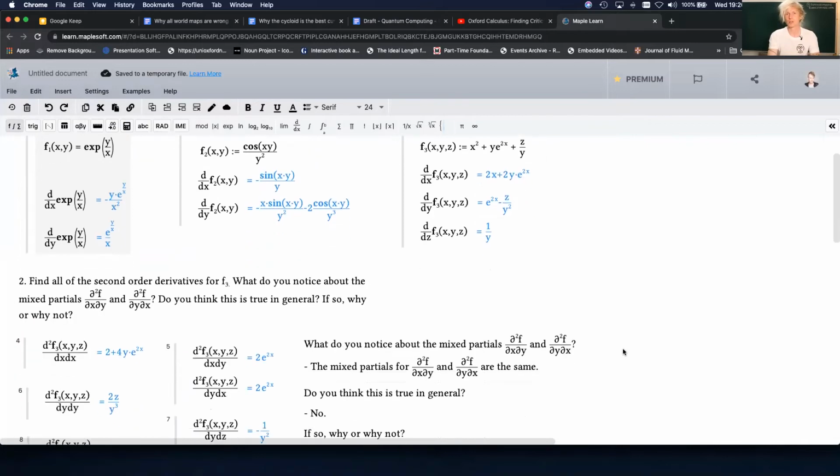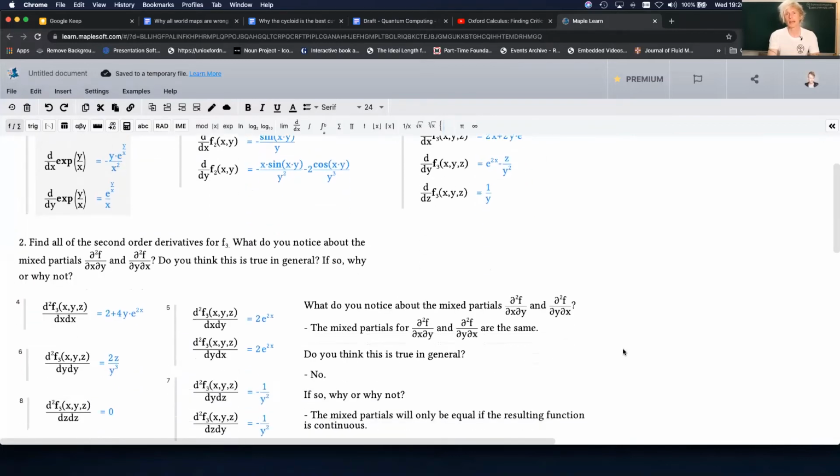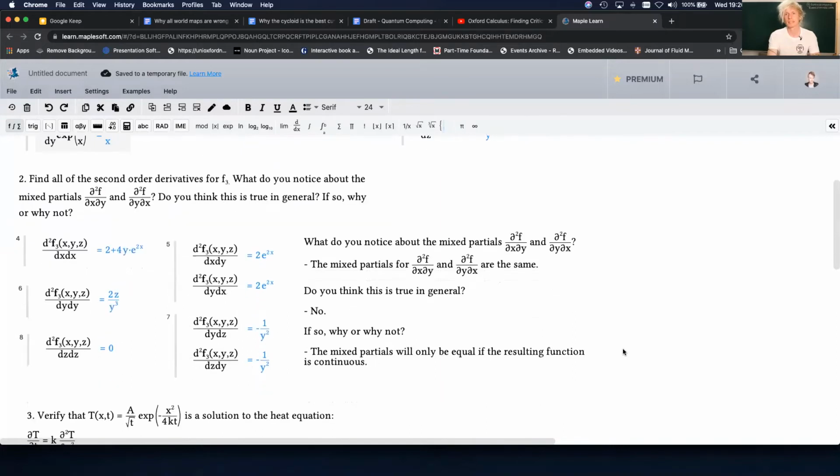Then question 2 was looking at mixed partial derivatives. So calculating a few of them and seeing that sometimes they're the same and sometimes they're not, or I think they might all be the same here. Can't actually remember. But again, obviously we've got some of those answers there.